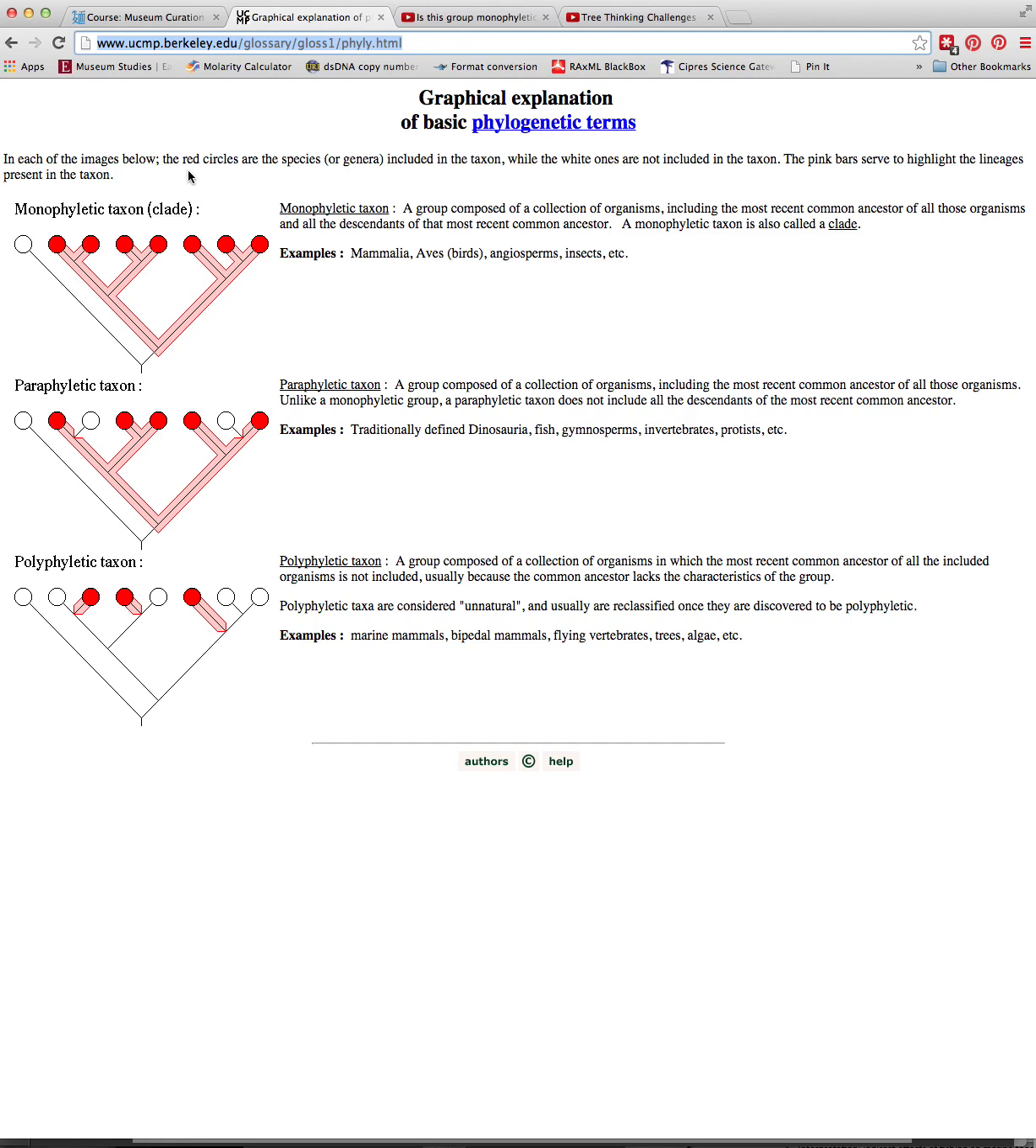That's here. This is a graphical explanation of what a monophyletic taxon is, right? I already told you they call it a clade. So what is a clade? What is a paraphyletic grouping, right? It's not a clade, it's a grouping. And then what's polyphyletic? These will make sense as you read them, and then if you try to apply them yourself, they probably won't make sense again.